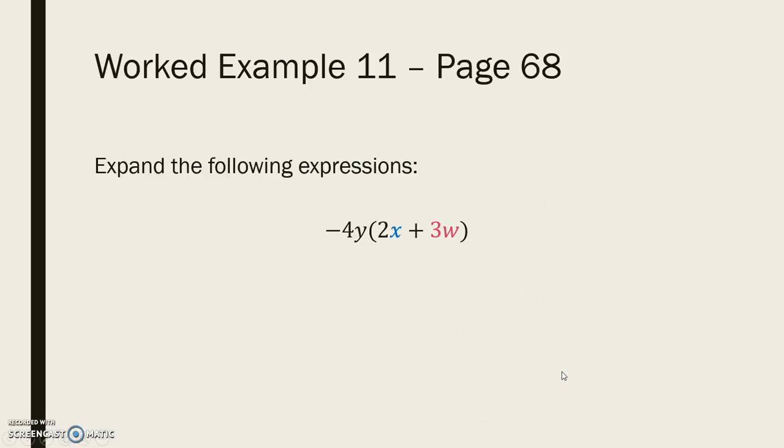So the next expression, the second from that last example, same process. Going to multiply the negative 4y by the 2x and the negative 4y multiplied by the positive 3w.